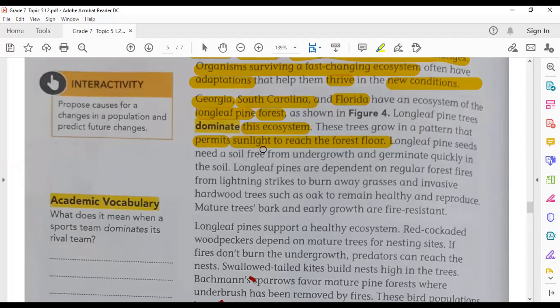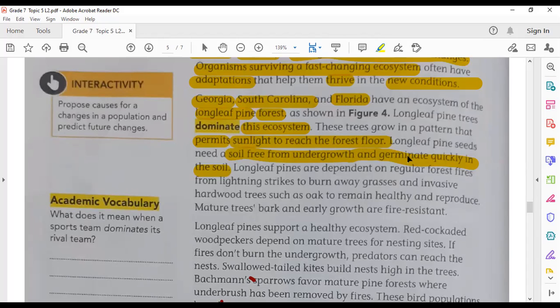Longleaf pine seeds need a soil free from undergrowth and germinate quickly in the soil. So in this case, notice this adaptation. Why is the longleaf pine trees' adaptation important? They permit sunlight to reach the forest floor so that the new seeds of these pine trees can grow. When the sunlight reaches the floor, the new seeds found in the soil can grow.